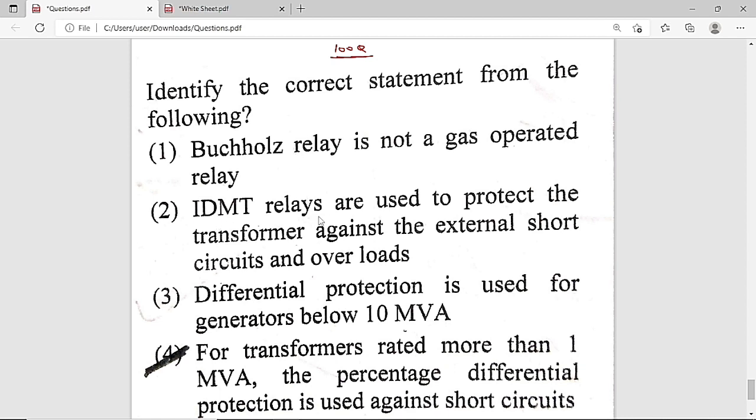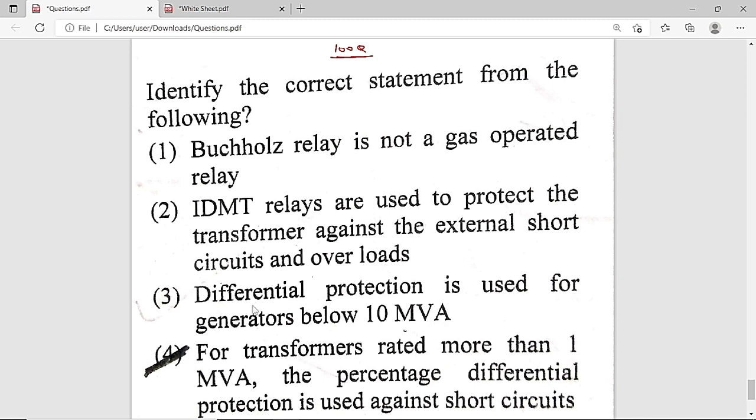Second statement: IDMT relays are used to protect the transformer against external short circuits and overloads. No, this IDMT relay is basically used to protect the transformer from external short circuit faults only, but not from overloads. Overloads means a thermal overload relay is basically used to protect the transformer from overloads. But IDMT means only external short circuits, but not overloads. So this is also wrong.